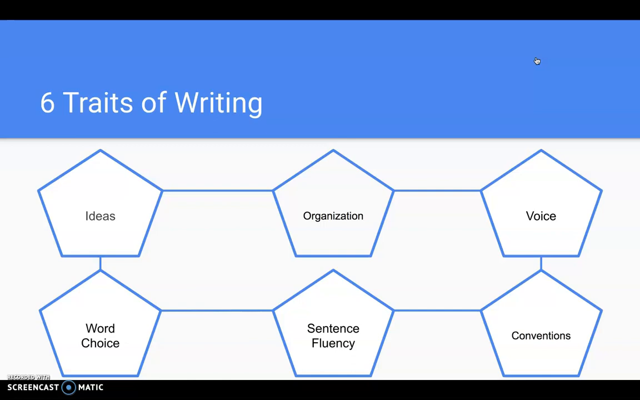The six traits of writing. This includes ideas, which is the topic of interest to write about, organization, which is the structure of the writing, voice, which is the student's personality in their writing, word choice, which is the use of striking, beautiful, natural, daring, and exact language, sentence fluency, which is the flow of a sentence, and conventions, which is correcting some mistakes. Not all mistakes have to be corrected.